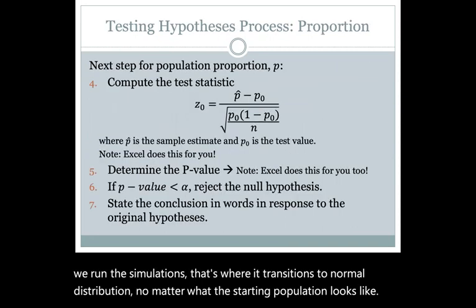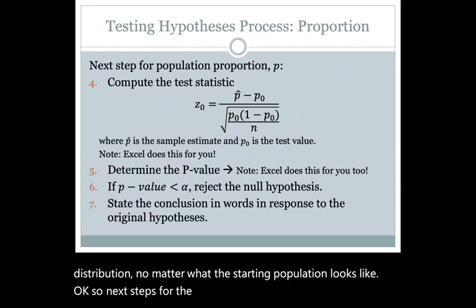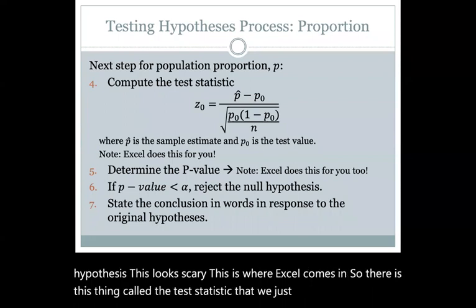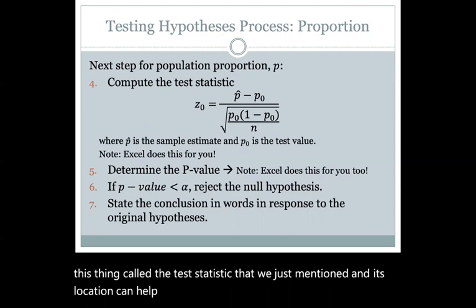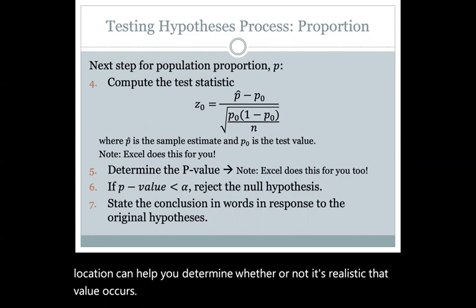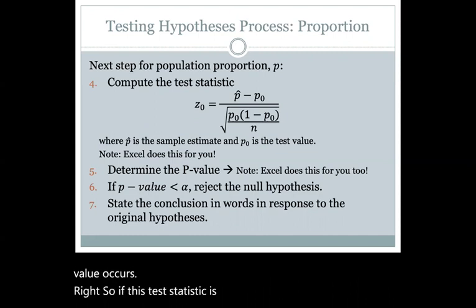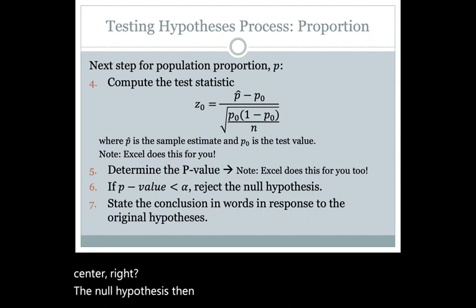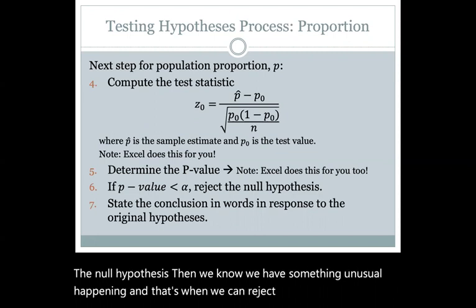Okay, so next steps for the population proportion for testing a hypothesis. This looks scary. This is where Excel comes in. There is this thing called the test statistic that we just mentioned, and its location can help you determine whether or not it's realistic that that value occurs, right? So if this test statistic is far away from the measure of center, the null hypothesis, then we know we have something unusual happening, and that's when we can reject the null.